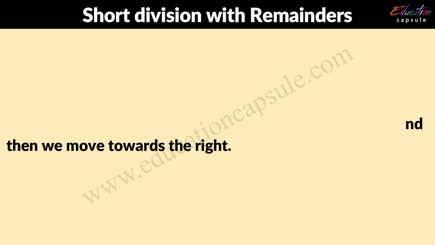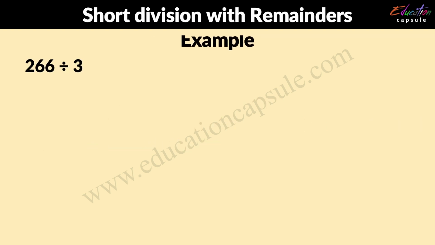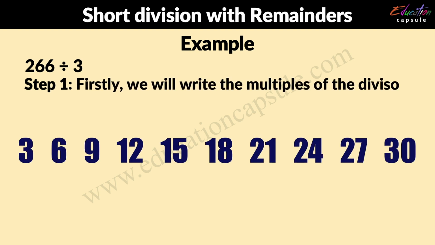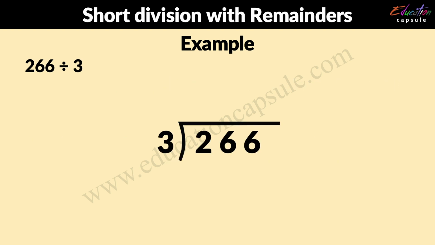So here we have an example, 266 divided by 3. Now the step 1 is that we will write the multiples of divisor. So the multiples are 3, 6, 9, 12, 15, 18, 21, 24, 27 and 30. Now let's move on to the second step.